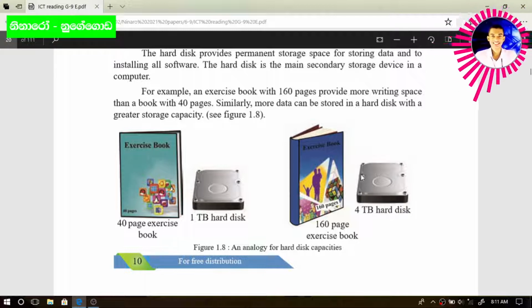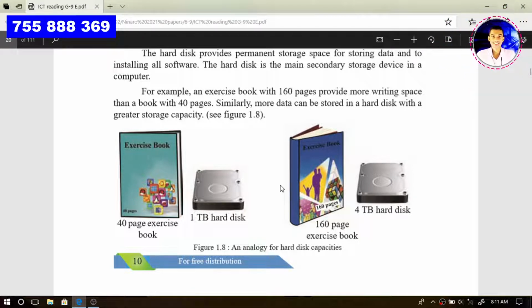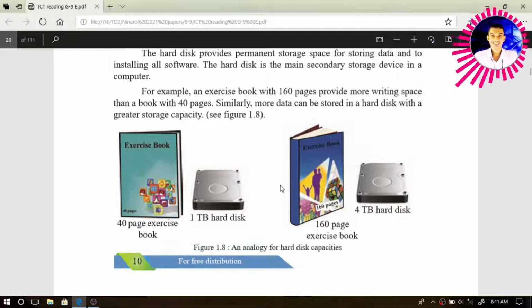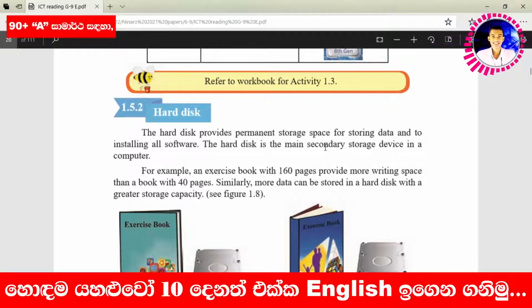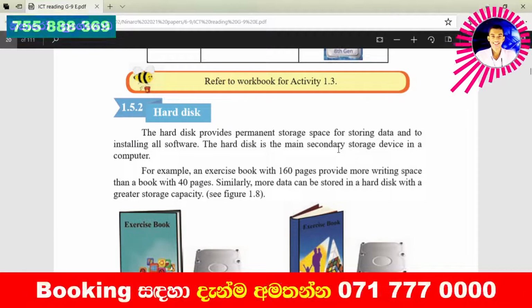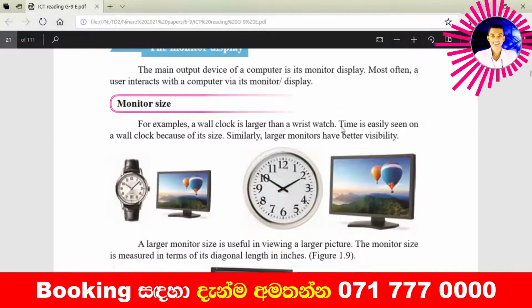So according to our requirement, we can get a hard disk of 1 TB, 4 TB, 8 TB or any other capacity. Therefore, we can also consider the hard disk capacity under the specification of computer hardware and computer peripheral devices. Okay, the next device is the computer monitor.